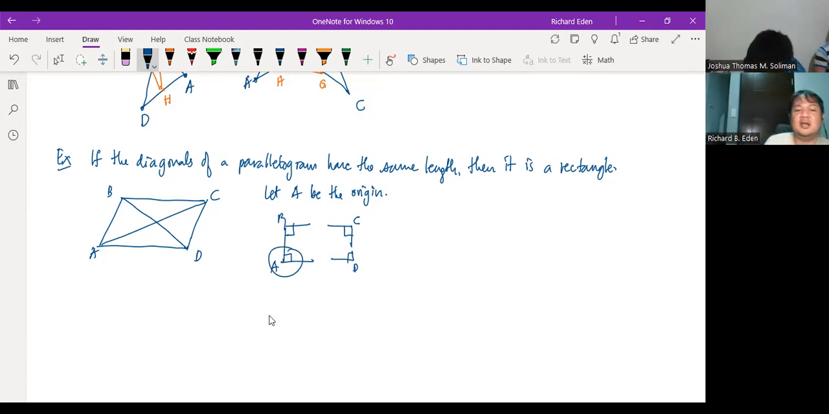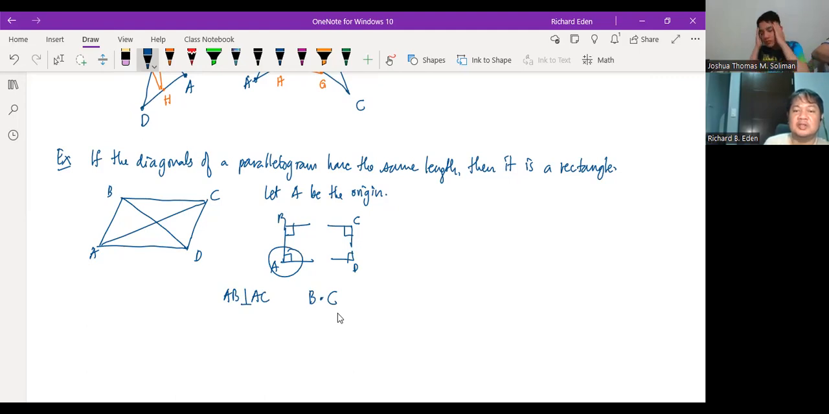But then, how do we show that? How can we prove that? Well, we can look at vectors AB and AD. So to show that you have a 90-degree angle there, use the dot product. So we have to show that AB dot AD is equal to 0. Or, if A is the origin, then we just simply need to show that B dot D is equal to 0.